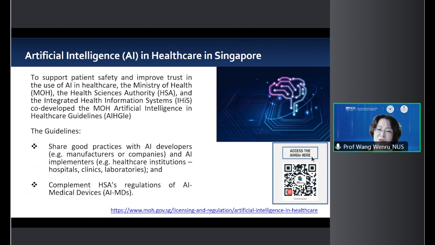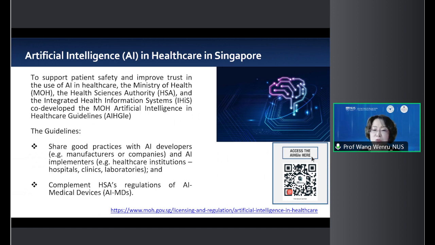But along with the benefits of using AI, there are also risks and ethical concerns if AI is not safely designed and implemented. To support patient safety and improve trust in the use of AI in the healthcare system, the Ministry of Health in Singapore, the Health Sciences Authority, and the Integrated Health Information Systems co-developed the Ministry of Health AI in Healthcare Guidelines. I believe maybe in China and also in the US, you have some similar guidelines. These guidelines share good practices with AI developers and AI implementers, like the healthcare institutions, hospitals, clinics, and also the laboratories. These guidelines also complement the Health Sciences Authority's regulations of AI medical devices.